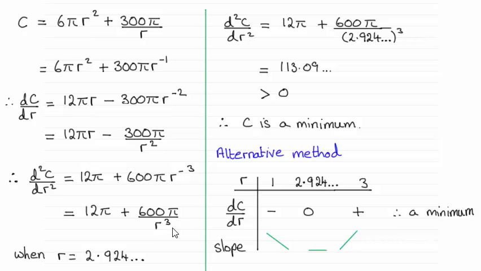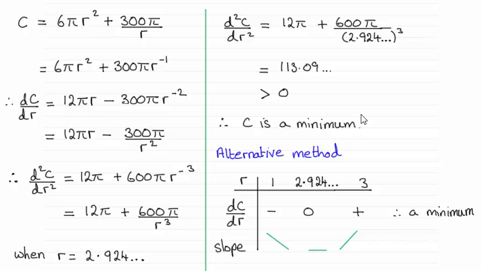Now, from the previous part, we knew that r was 2.924 and so on. So all I need to do is substitute this into our equation here, as I've done, and it comes out as 113.09 and so on. A value which is greater than 0. And remember, if you get a positive value, it shows that we have a minimum. Okay, so in this case, C is a minimum.